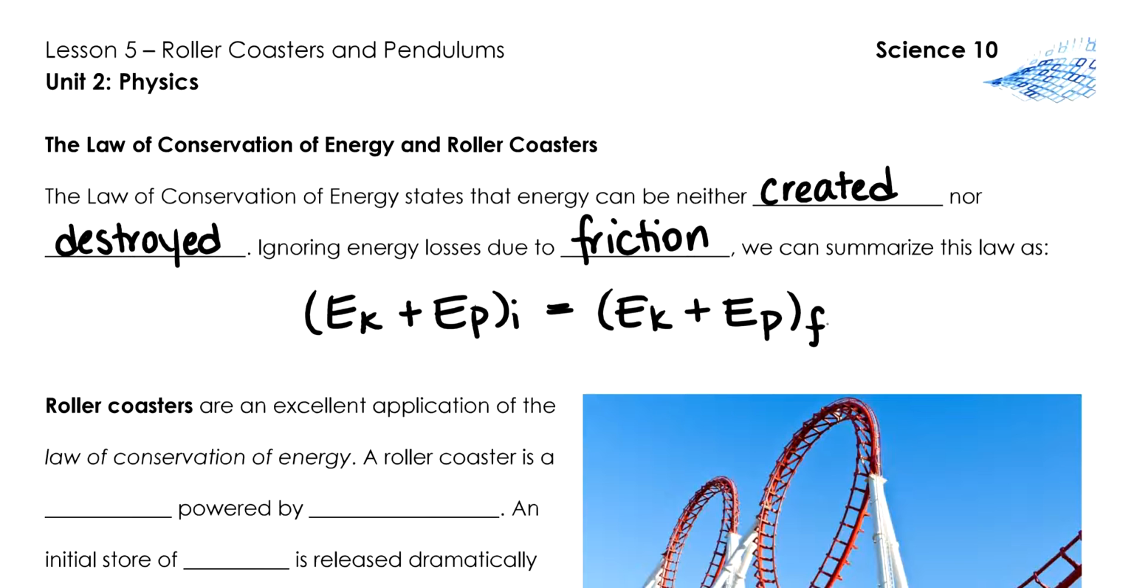Roller coasters are an excellent application of the law of conservation of energy. This is how they work, and this is how they are designed. Essentially, they are a train powered by gravity.